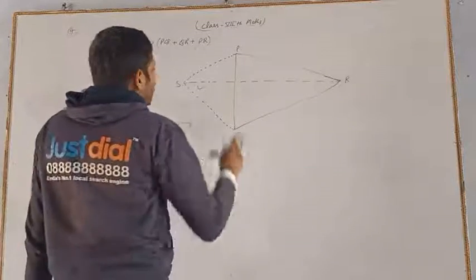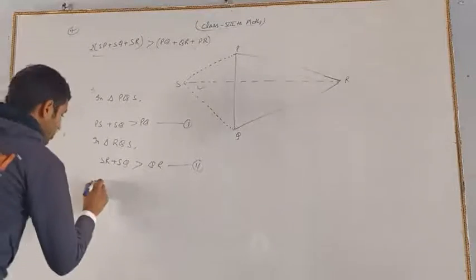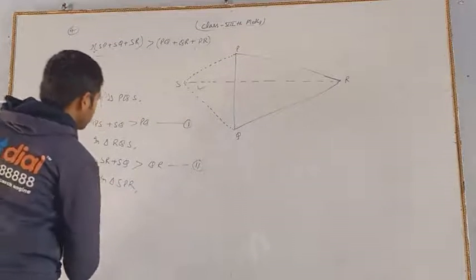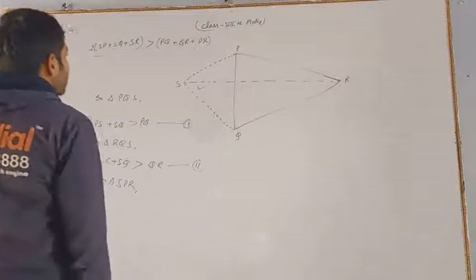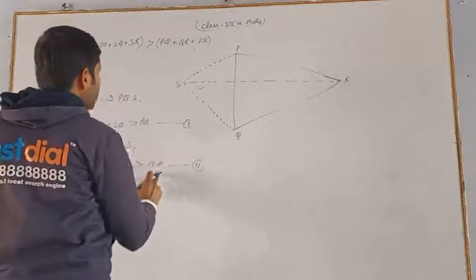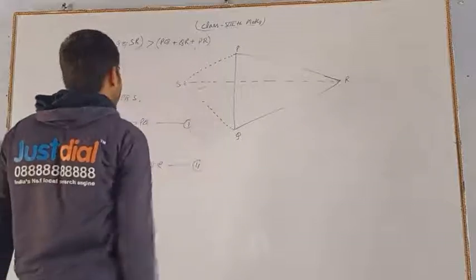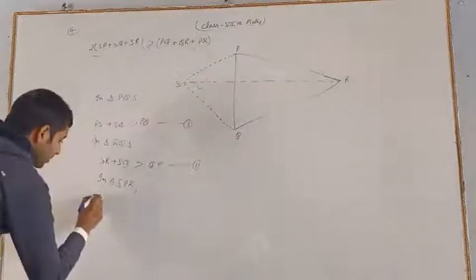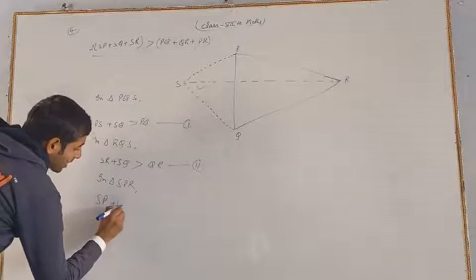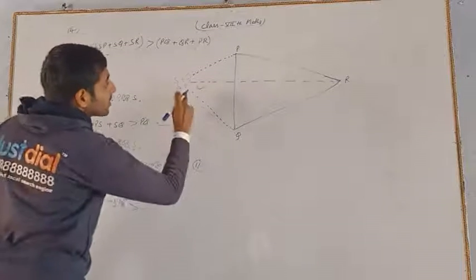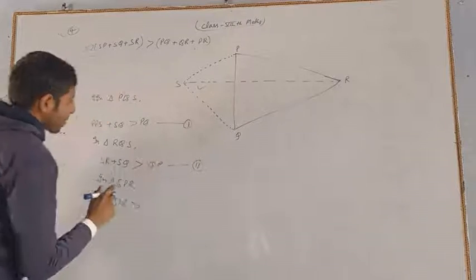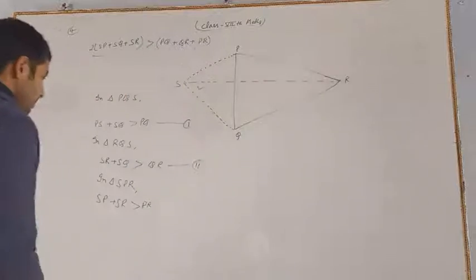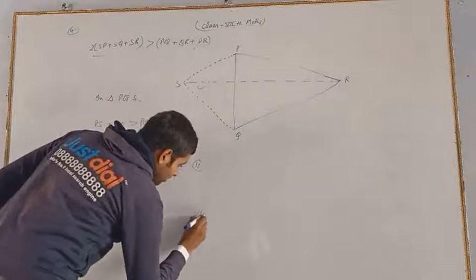Again, in triangle SPR, we have to find PR. So SP plus SR is greater than PR. Okay. This is equation number third.